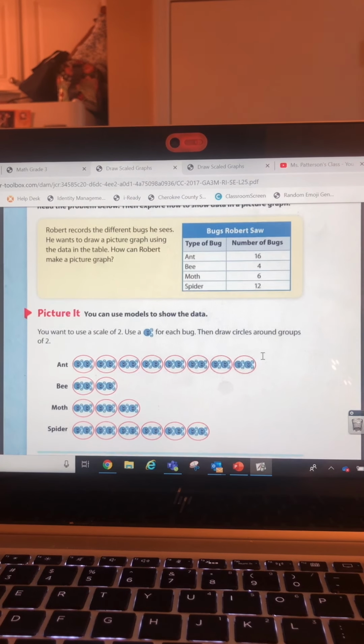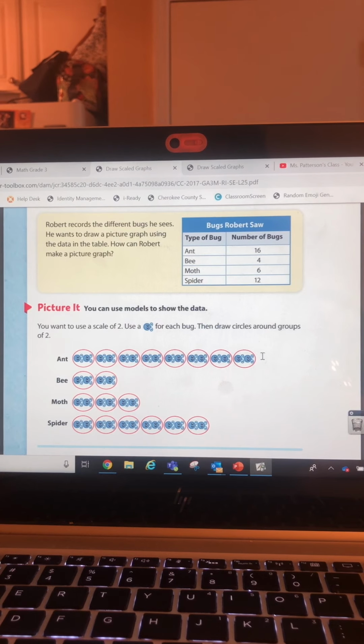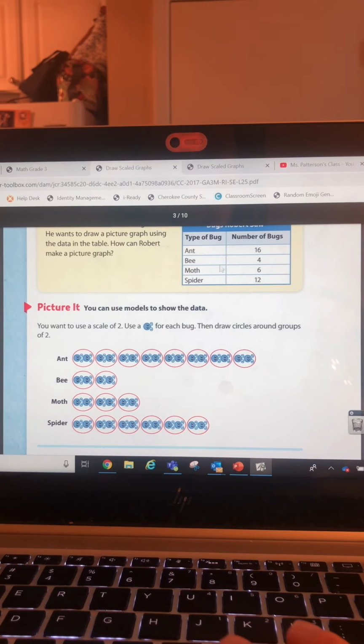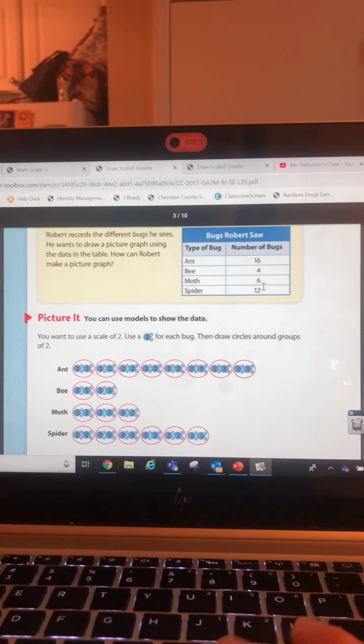Okay, now we're actually going to dive into making our own picture graphs. So it says that Robert records the different bugs he sees. He wants to draw a picture graph using the data in the table. How can Robert make a picture graph? So Robert's in this position where he has his data collected, but he doesn't like how big his numbers are. So he wants these numbers to stand for something. He wants to make a key.